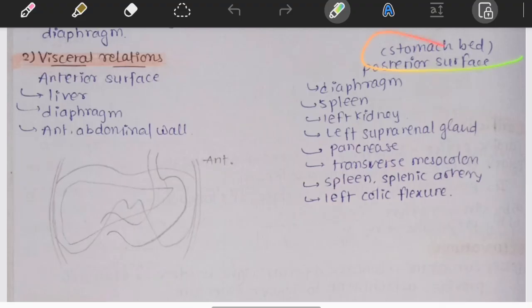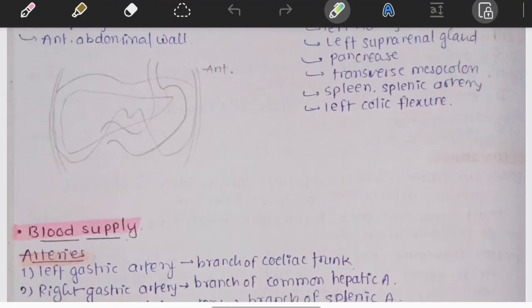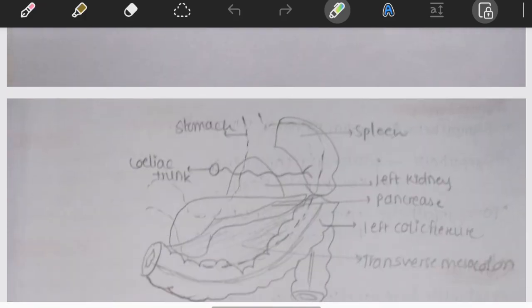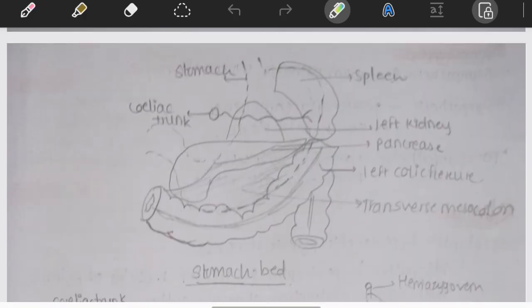Why is the term stomach bed important? Because instead of remembering eight random posterior relations, you visualize the stomach lying on a bed of these structures. And here is one mnemonic, DSK SPTC. DSK SPTC means diaphragm, spleen, kidney, suprarenal gland, pancreas, transverse mesocolon, and colic flexure. You don't need to force yourself to memorize these letters. Just visualize the stomach, lift, and the stomach bed underneath.